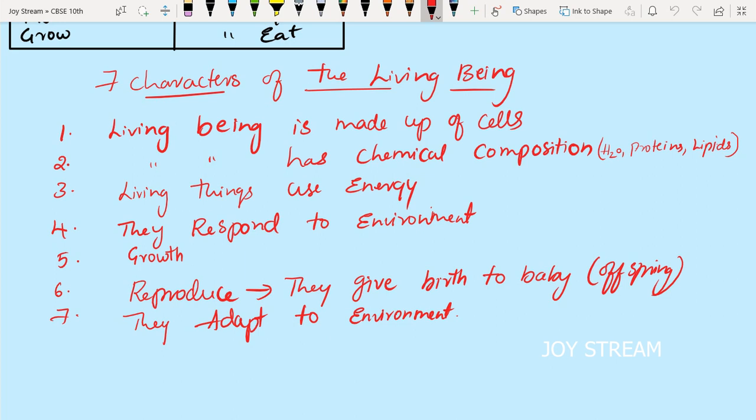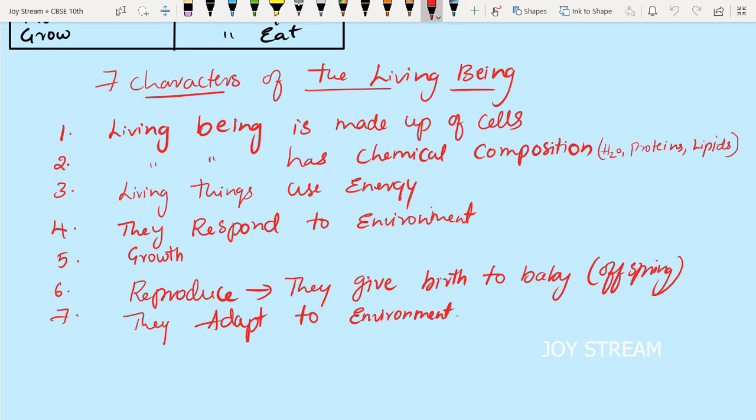Next, a living being has chemical composition. Chemical composition means the presence of chemical compounds in our body. So H2O, proteins, lipids, blood, etc. are present in our body. Living things use energy. What do they do? They use energy. We utilize sunlight from the environment, we are using the oxygen from the environment. We are utilizing the sources and the energy from the environment.